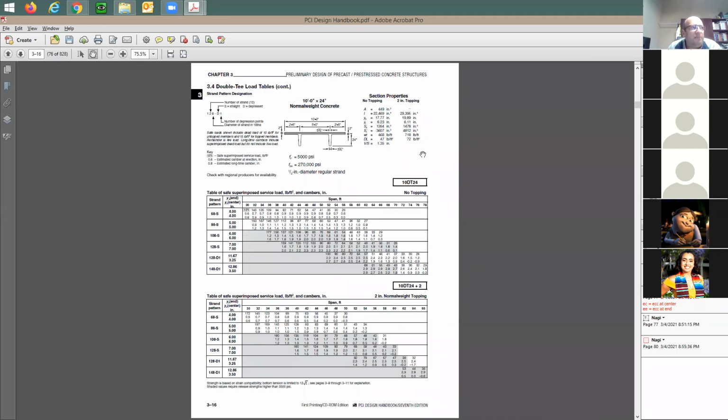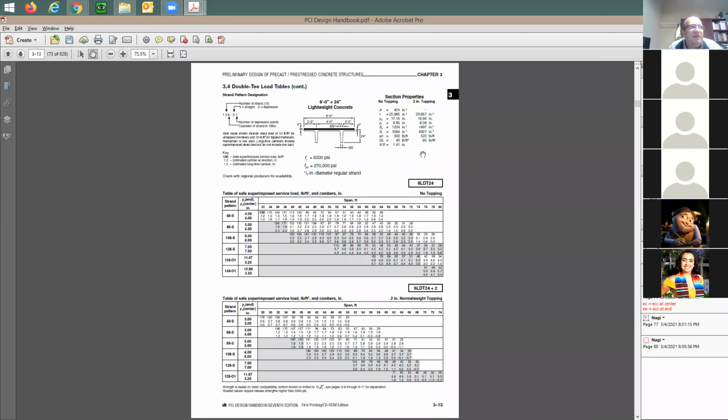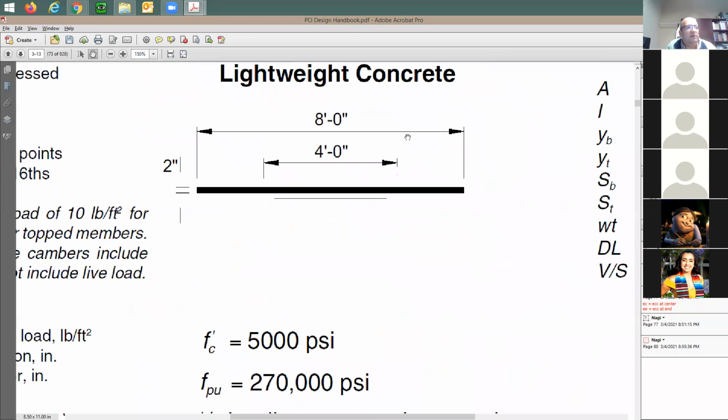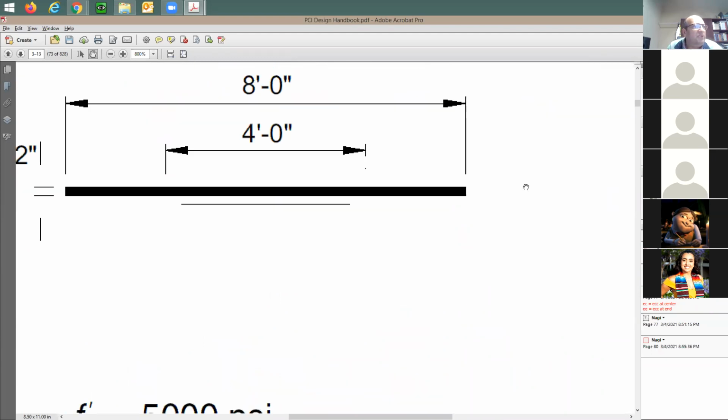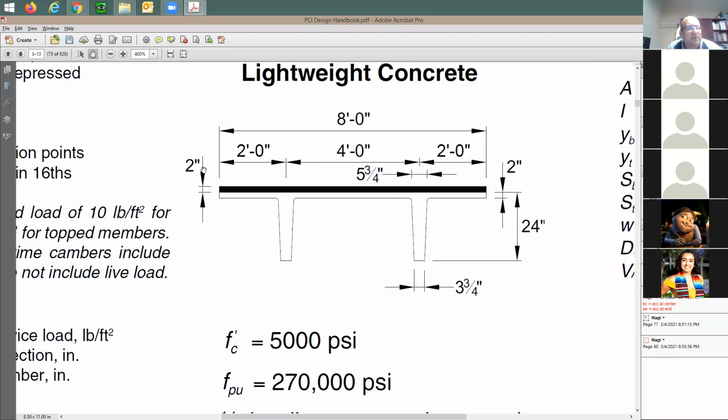It depends on the precaster, what's available. But usually it's very common that you use 24 inch for the depth, not including the top concrete. So you have some concrete topping that we add, and this usually is going to be 3 inches. It shows 2 inches here, but usually in California we go 3 inches for the diaphragm, for the sizing.